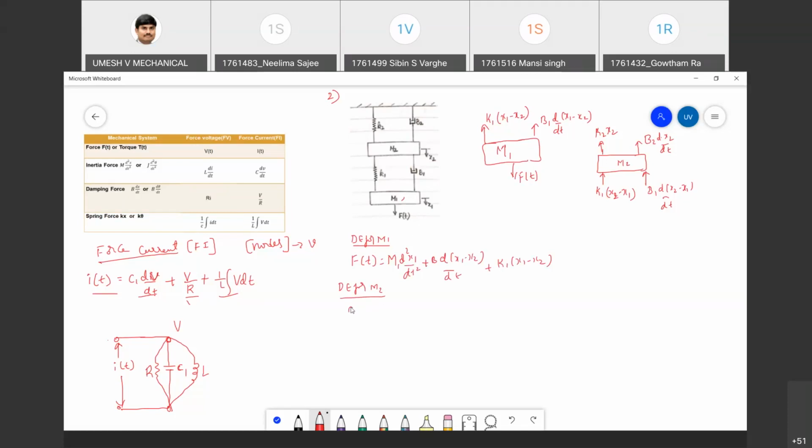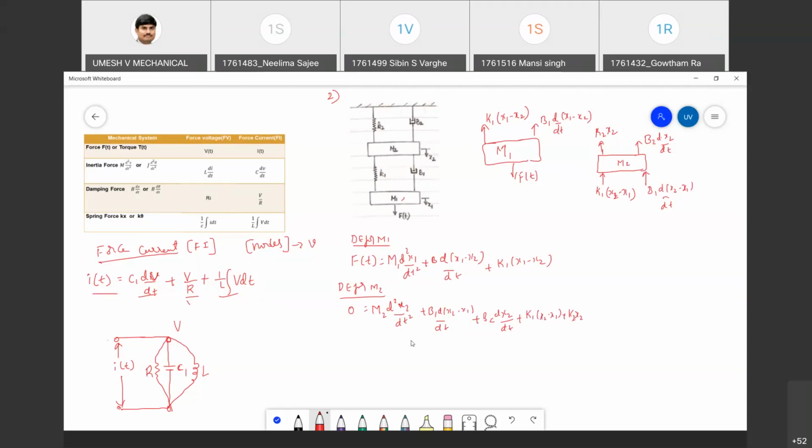Similarly for the differential equation for mass m2. For the second free body diagram there is no input force, so zero equals m2 d square x2 by dt square, plus B1 d by dt of (x2 minus x1), plus B2 dx2 by dt, plus K1 (x2 minus x1) plus K2 x2. Is it right? Yes, sir.